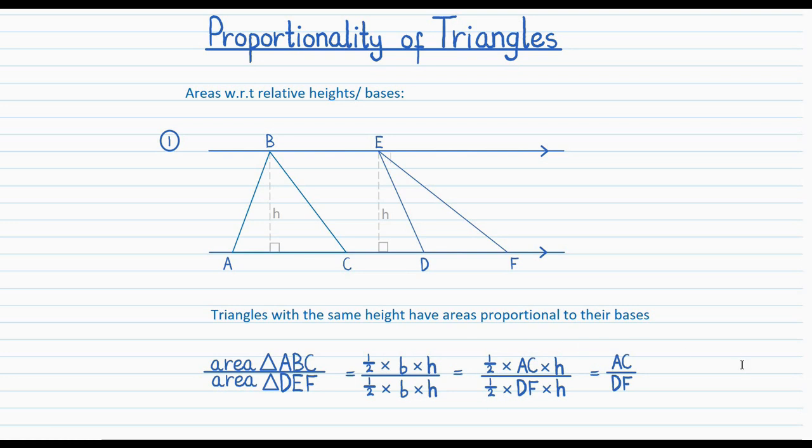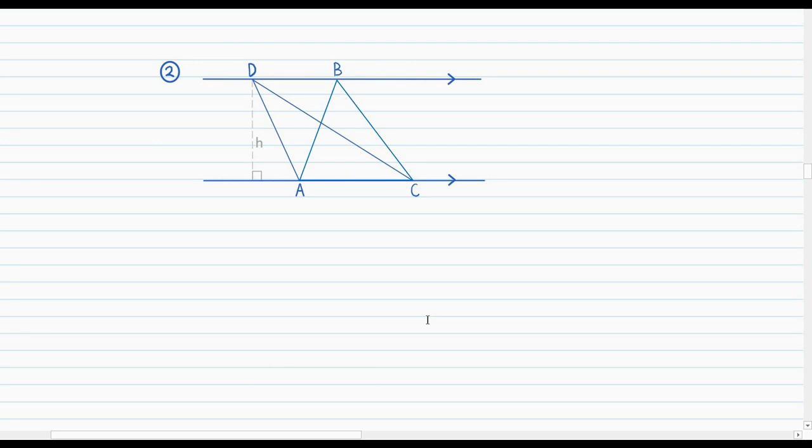Then the other case that's relevant is the area for two triangles that have the same base and the same height. And this diagram depicts an example of such a case where both triangle ADC and triangle ABC have a base of AC and both have a perpendicular height of H. And the implication of this is that triangles with the same height and the same base have equal areas.